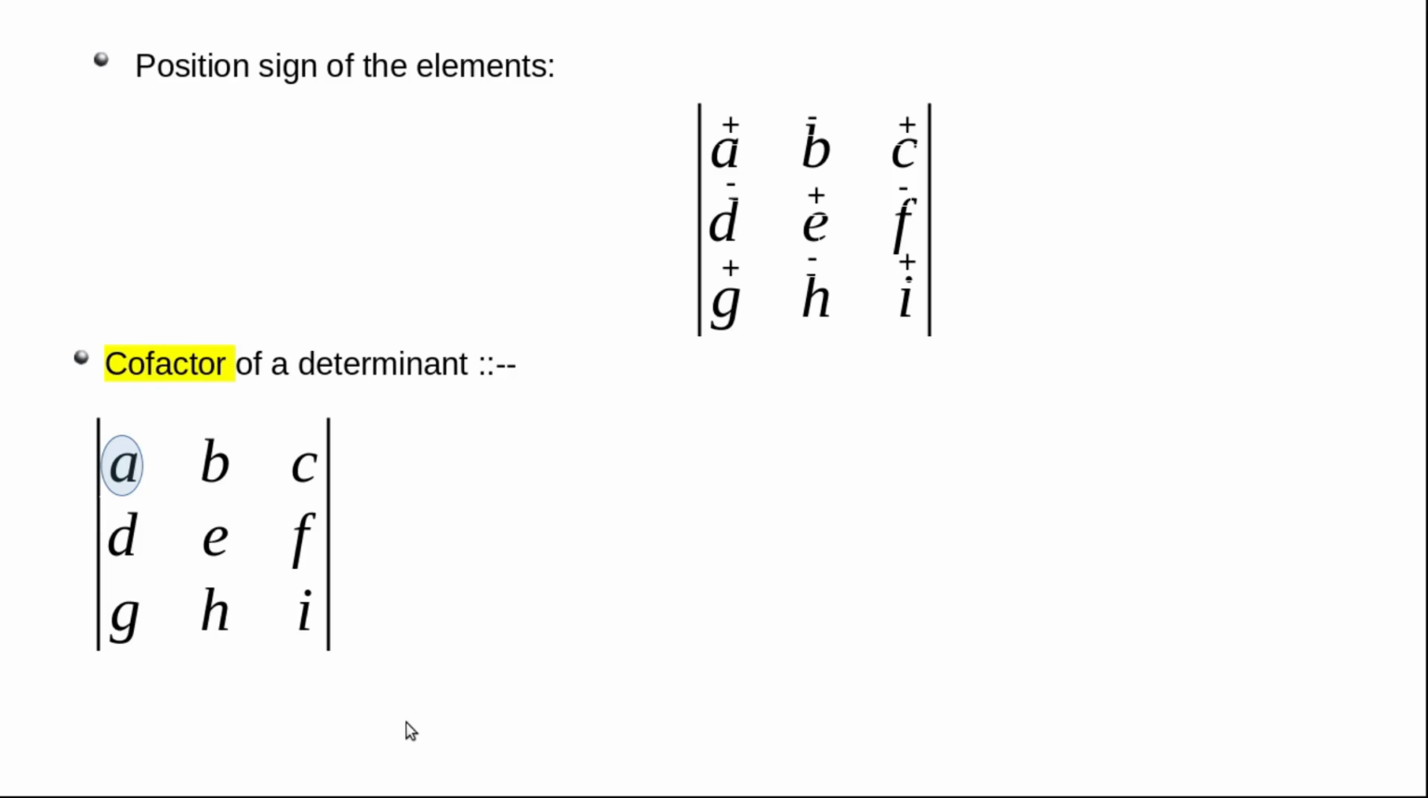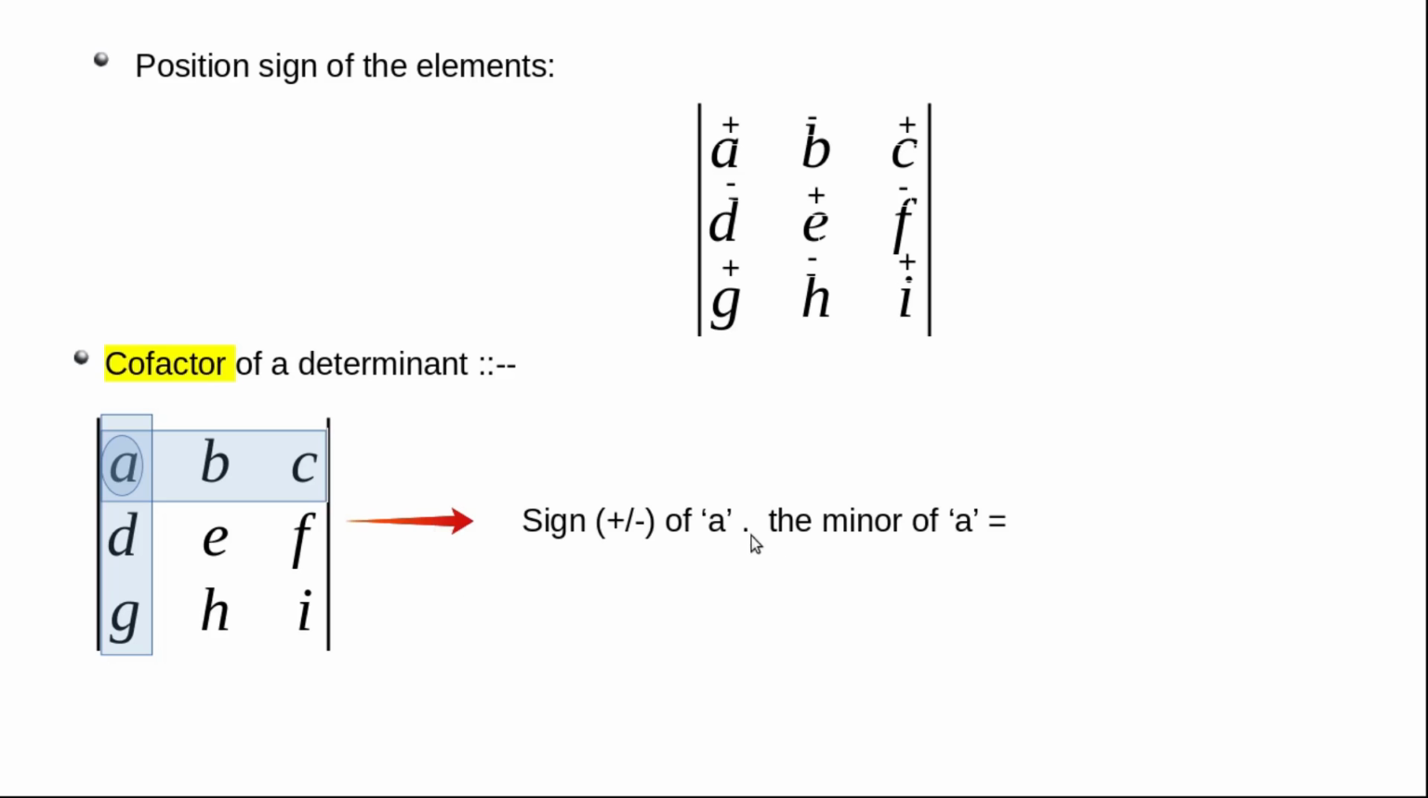Then what we will do, you will highlight the first row containing A and the first column containing A. So we will get the minor of A. So what is the process of finding the cofactor of the element A? It will be the sign of A. We have noticed the sign here. The sign of A is plus here. The sign of A and the minor of A.